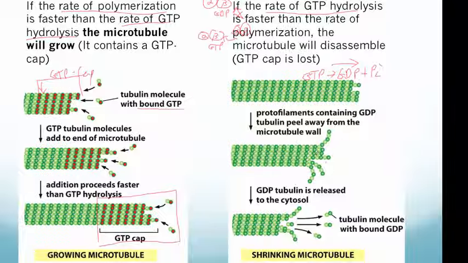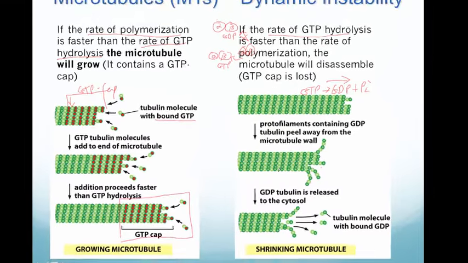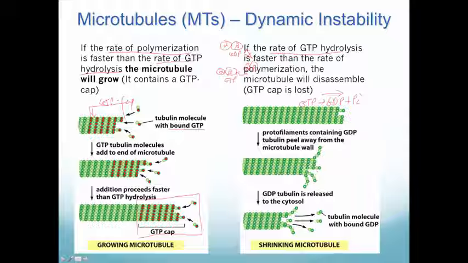dynamic instability. So again, if you maintain the GTP cap, and the way to maintain the GTP cap is by polymerizing faster than you're hydrolyzing, then you'll grow the microtubule. If you lose the GTP cap because the hydrolysis rate increased faster than the polymerization rate, then the microtubule will shrink. So if you memorize these two statements, you'll be good. That's the whole process of dynamic instability. These microtubules are constantly growing and shrinking within the cell. Now, it doesn't always have to happen that way. There are other proteins in the cell that can control microtubule dynamic instability, and they can stabilize a microtubule so that it's not constantly growing and shrinking.